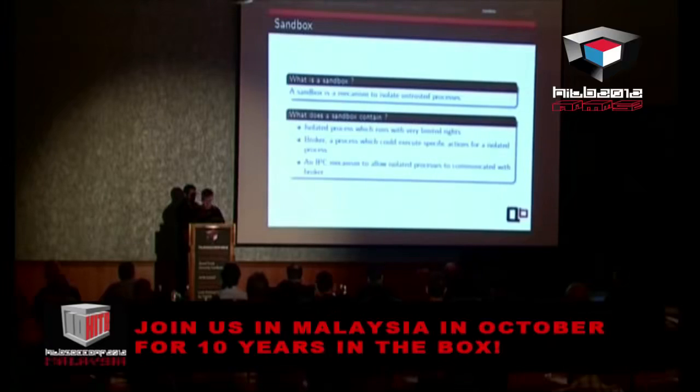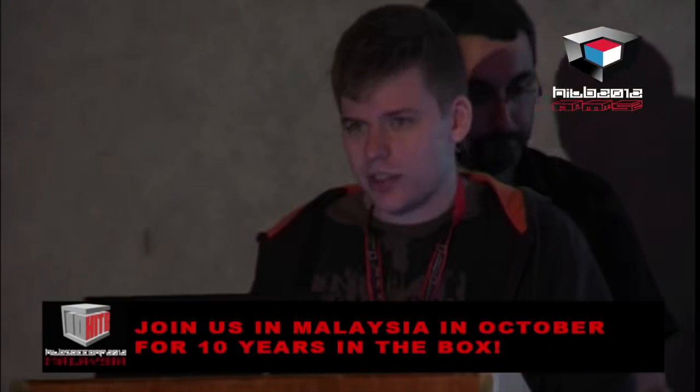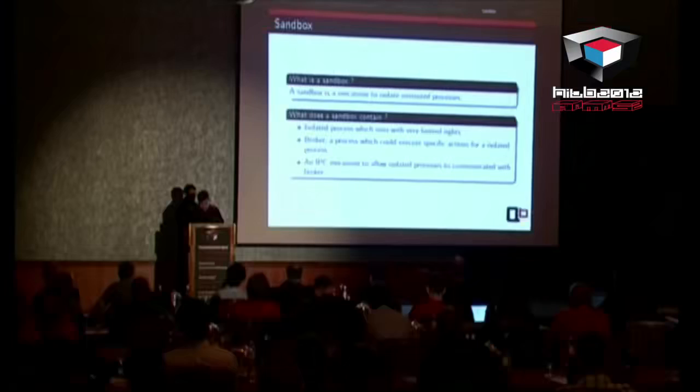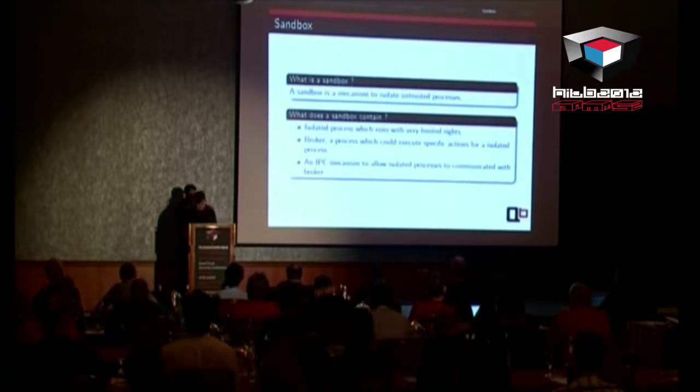Okay, so let's do a brief reminder about what a sandbox is. Basically, it's a mechanism which allows to isolate untrusted processes. Usually, a sandbox contains isolated processes, also known as sandboxed processes, which run with very limited rights. There is also a broker process, which allows isolated processes to execute specific actions. In the WinRT case, it's capabilities. And finally, we find the IPC mechanism, which allows both the sandboxed process and the broker to communicate.